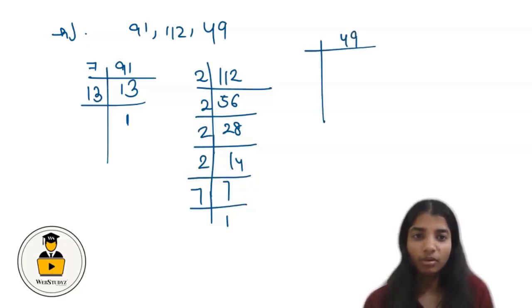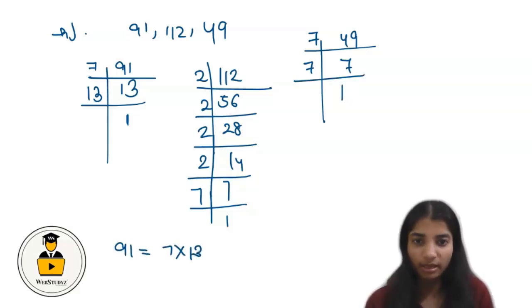Now 49. We know that 49 is divisible by 7. So from here we get 7. 49 divided by 7 is 7. Again 7 divided by 7 is 1. So from here we can say that 91 is equal to 7 multiplied by 13.